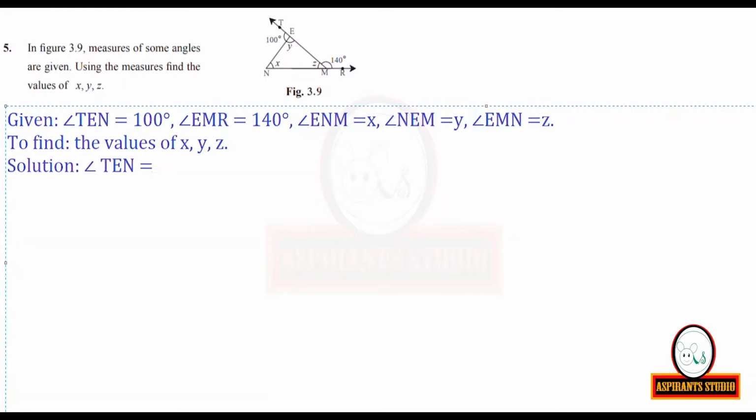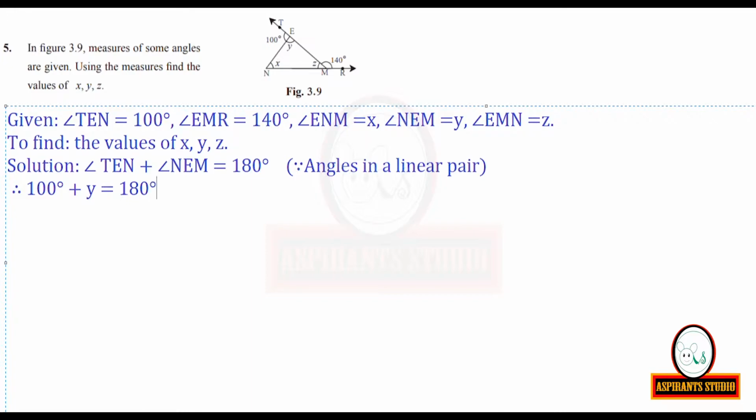In the figure, measures of some angles are given. Using the measures, find the values of x, y and z. Given, measure of angle TEN is equal to 100 degrees. Measure of angle EMR is equal to 140 degrees. Measure of angle ENM is equal to x. Measure of angle NEM is equal to y. And measure of angle EMN is equal to z. We have to find the values of x, y and z.